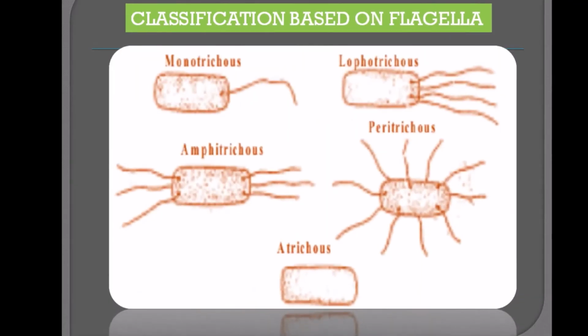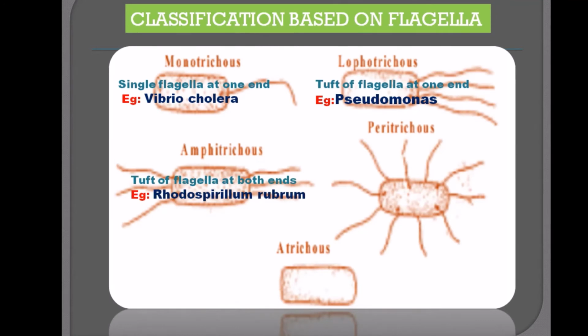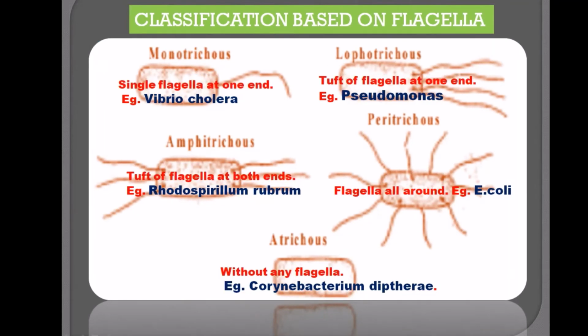Based on the presence of flagella, they are classified as monotrichous, lophotrichous, amphotrichous, peritrichous, and atrichous. What is monotrichous? Single flagellum at one end. Example, Vibrio cholerae. Tuft of flagella at one end, example Pseudomonas, is called lophotrichous. What is amphotrichous? Tuft of flagella at both ends. Example, Rhodospirillum rubrum. Peritrichous: flagella all around the body. Example, E. coli. Atrichous: there is no flagella around its body. Example, Corynebacterium diphtheriae.